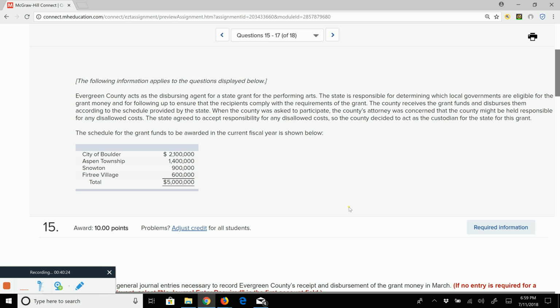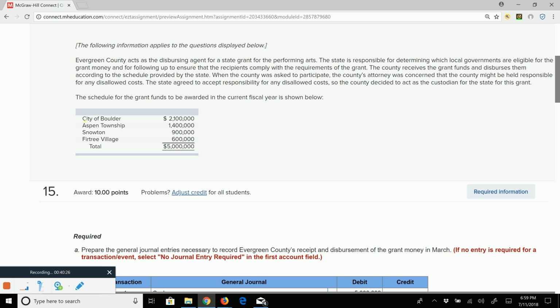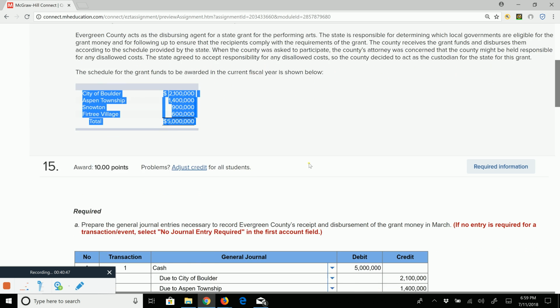Now, because they're using a custodial fund, really simple, you can see that the state gives the county, Evergreen County, a listing of $5 million. They give them a $5 million check, and then they give them a listing of how the $5 million needs to be dispersed. City of Boulder, $2.1 million. Aspen Township, $1.4 million. Snowton, $900,000. And Fir Tree Village, $600,000.